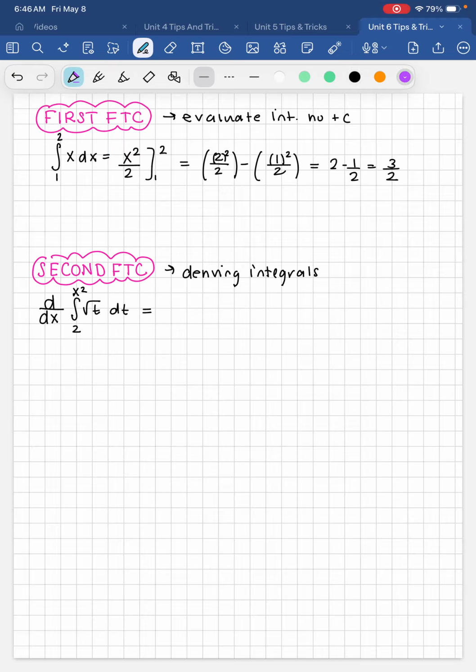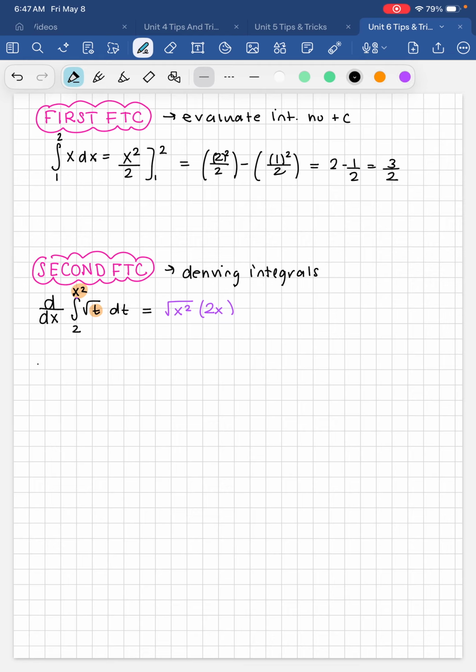The trick is everywhere we see a t, we're going to replace it with the function of x. So this is going to be rad x squared times the derivative of x squared, 2x.